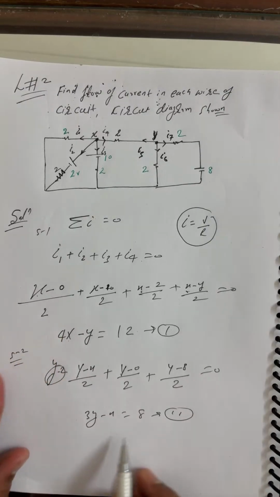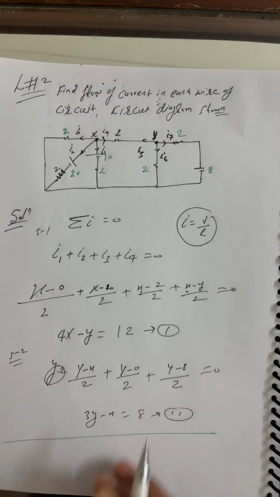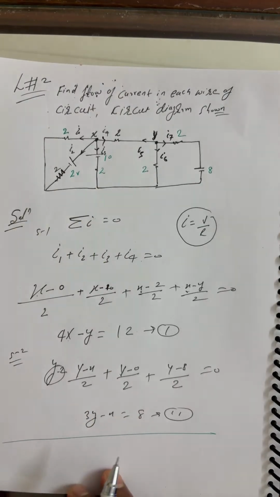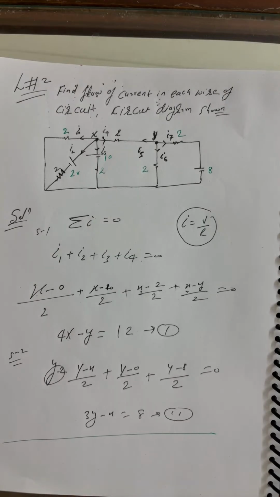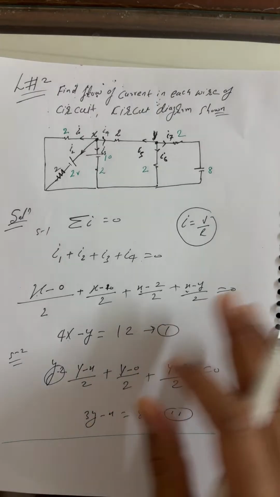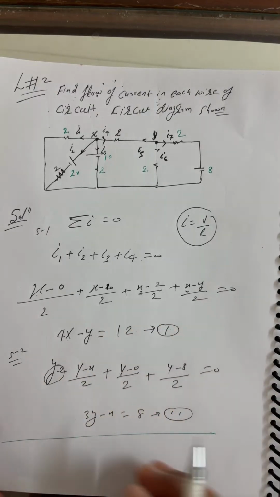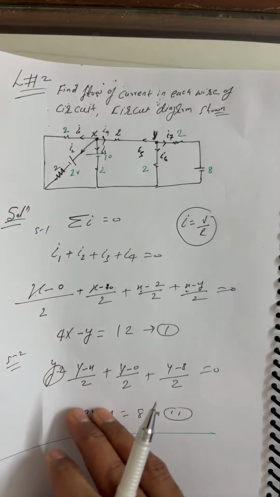So now beta, we have two equations and two unknowns. Further we can solve, we'll get x and y. Then you can find the current in all the circuit, right? Okay, just move ahead, beta. Further you can solve it, bacha. It's easy, it's not tough.